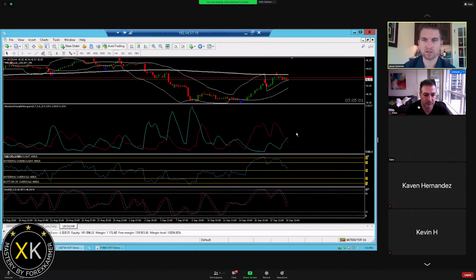The absolute strength histogram is a lagging indicator. It will confirm that the trend is going to continue in your favor.